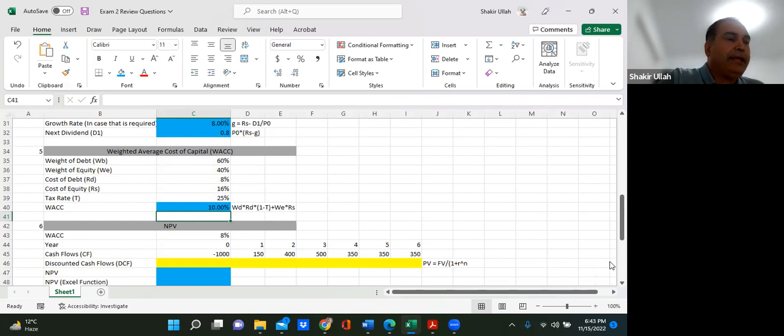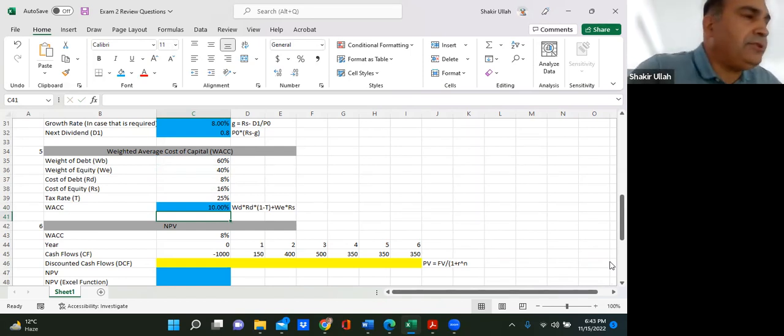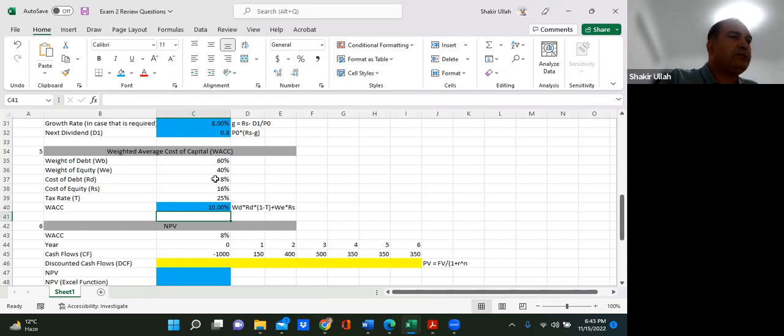Okay. Now, given this situation, let me ask you a variation of this question. In this particular case, the weight of debt is 60% and the weight of equity is 40%. Now, what if we have to increase our equity and reduce our debt? So what we do is replace the weight of equity with the weight of debt, and 40-60 is exchanged. What will happen to the WACC?